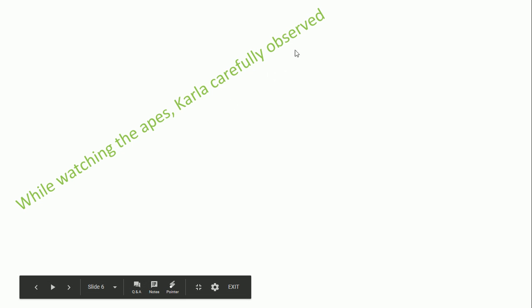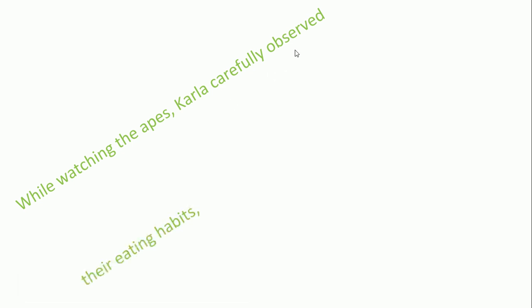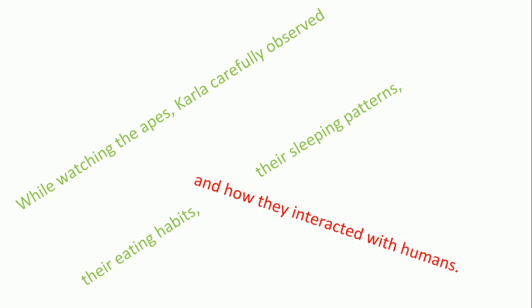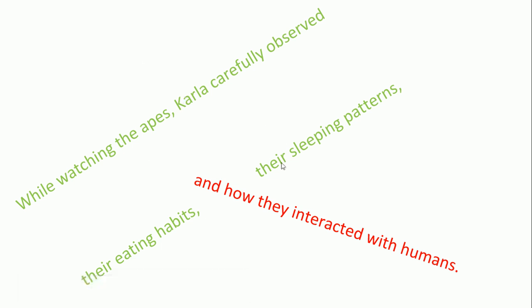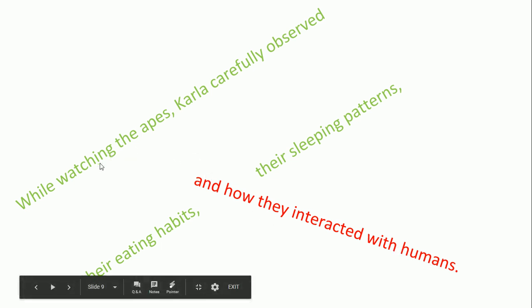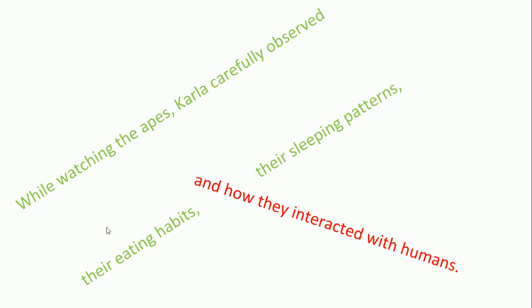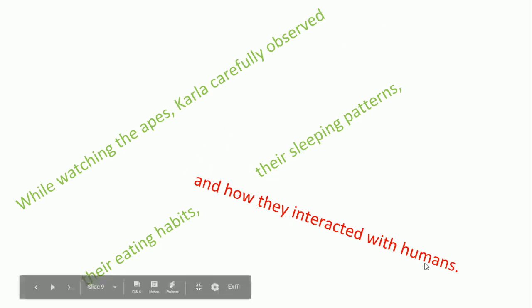While watching the apes, Carla carefully observed their eating habits, their sleeping patterns, and whoa, what's going on here? How they interacted with humans. So why did I illustrate the slide this way, if you couldn't tell already? Because these portions of the sentence are in parallel, just like lines. This one is not. Let's look at why.